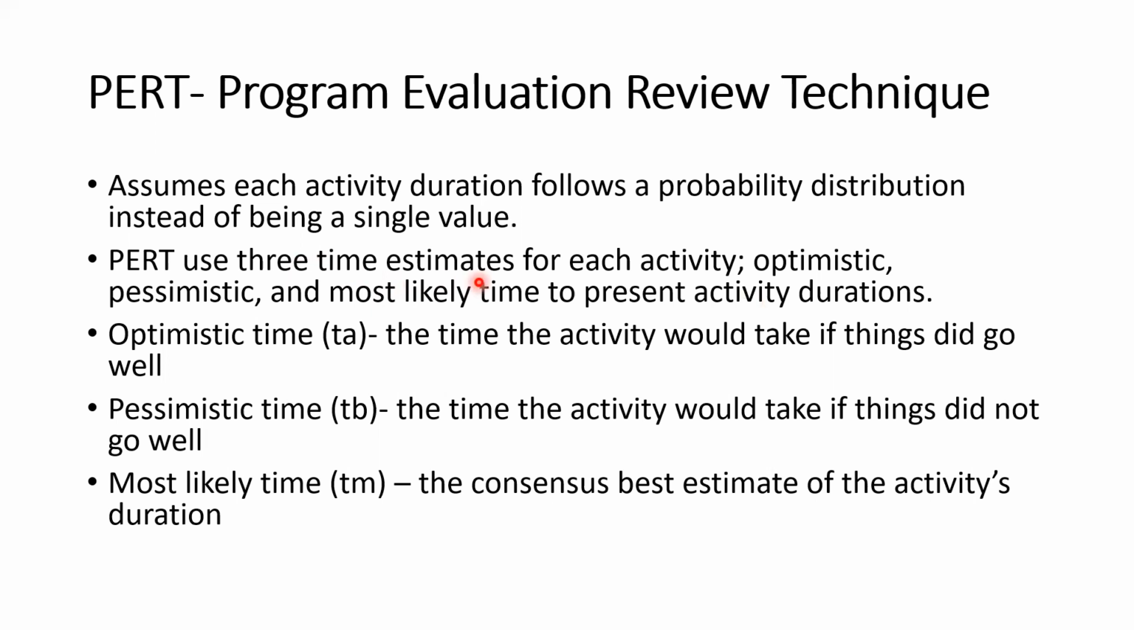PERT uses 3 time estimates for each activity: optimistic, pessimistic, and most likely time, to represent activity duration. In the previous lecture, we gave only one duration time for one activity. But according to PERT, Program Evaluation Review Technique, we assume that there can be some probability for an activity. We assume that all the things will go well. Therefore, we assume an optimistic time. That is called TA.